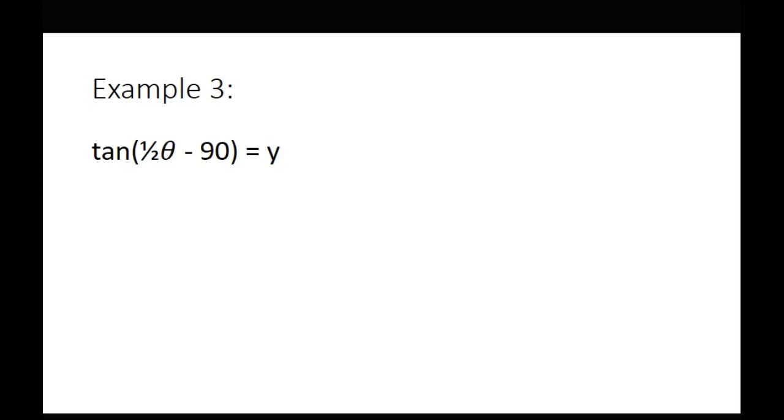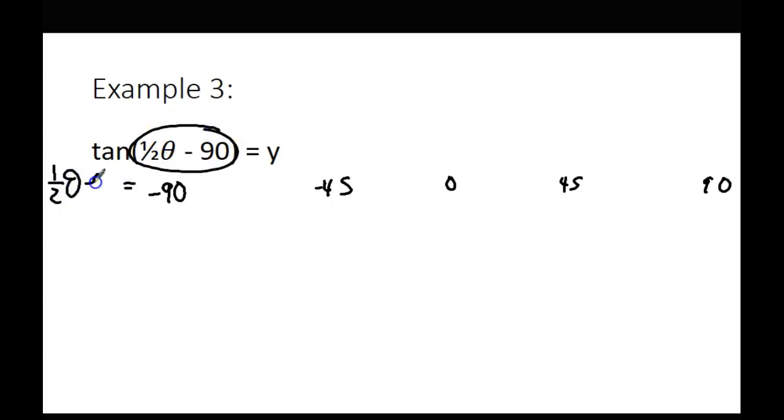So step 1, we got to find our angles. Now tangent has a different set of angles. Tangent starts with negative 90, negative 45, 0, 45, and 90. And I'm going to take the argument and set it equal to the angles so I can find my new starting point. And that's it.